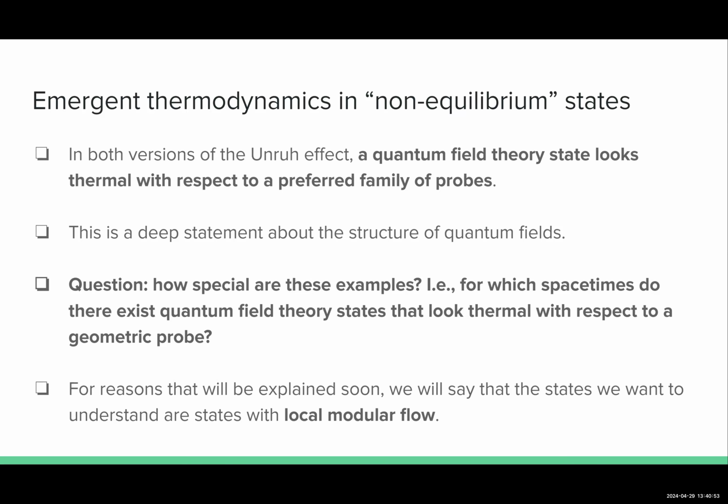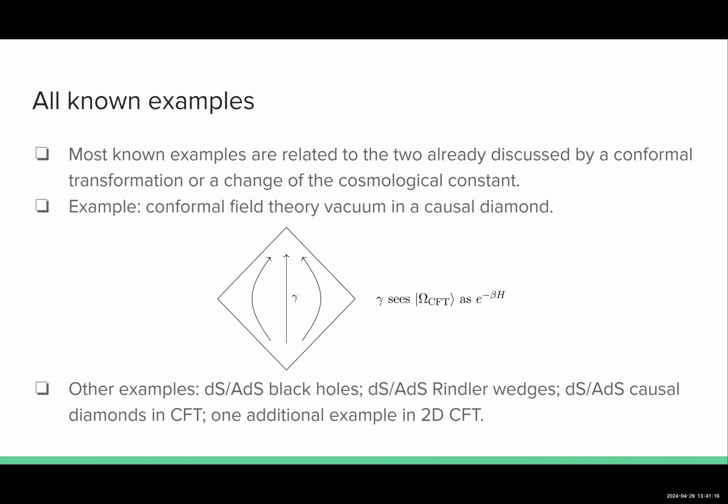Now, I'm going to begin to use this terminology, which will be explained in a few slides. I'm going to describe such states, these states that generalize the Unruh effect, as states with local modular flow. Those words are maybe not suggestive of anything. For the moment, you can just take them literally as a substitution for states with a generalized Unruh effect. But I'm going to claim in a couple of slides that this is the best way to think about this phenomenon.